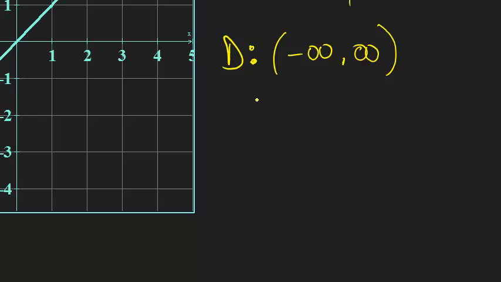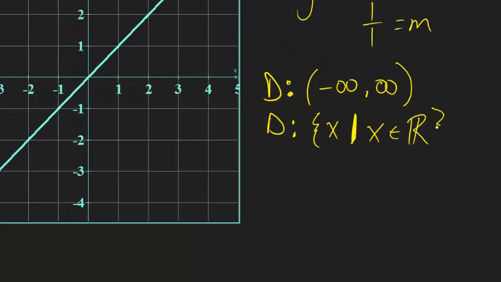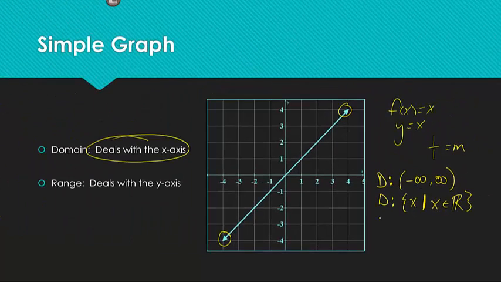Now in set notation, that would be our little bracket, our x, since our domain deals with x, our such that line, and remember how I said negative infinity to infinity means x within all real numbers. Done. So now let's do our range, and our range deals with the y-axis.